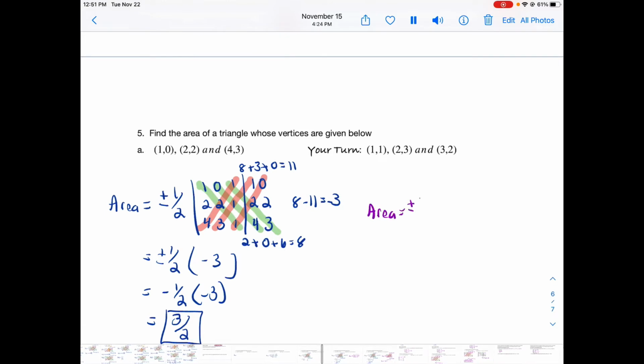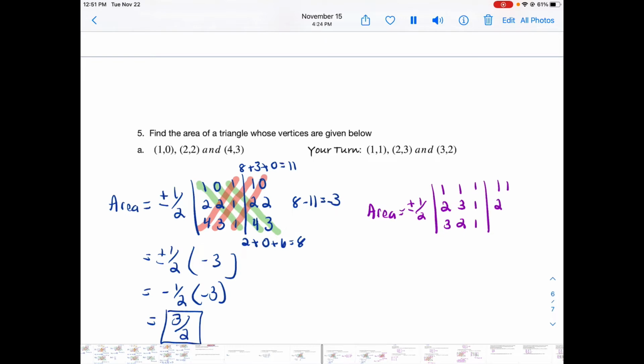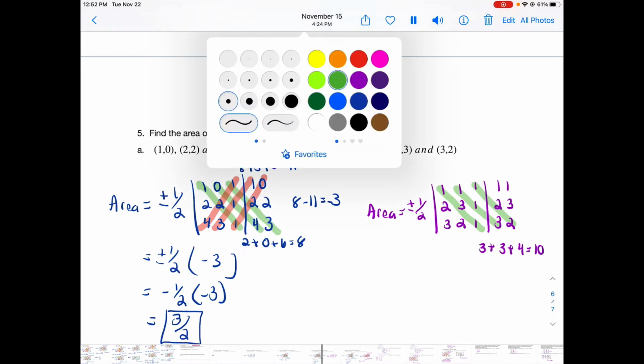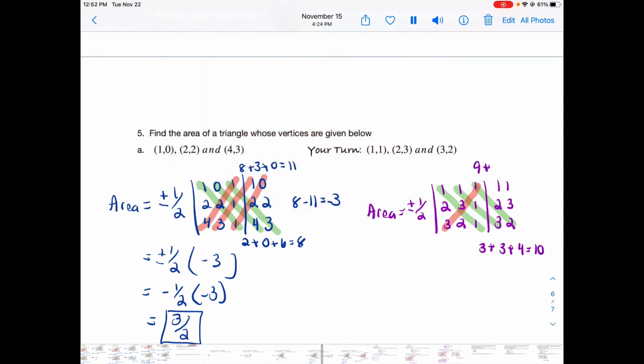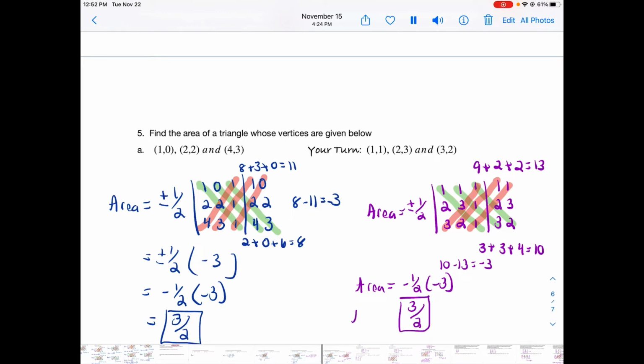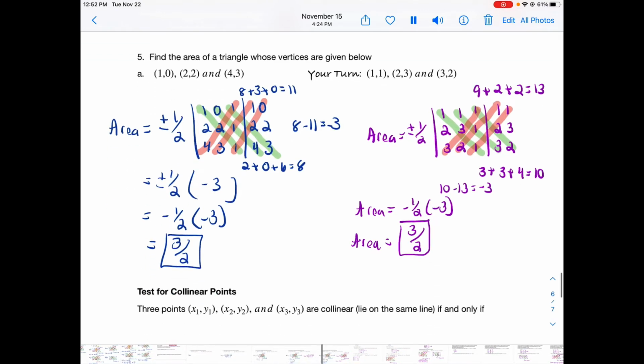To find the area of the triangle formed by these 3 vertices, we use the following formula. Now to find this 3x3 determinant, I copy down my first and second rows. I find the products of my diagonals down, and sum those together. Then I find the products of my diagonals up, and sum them together, and then our determinant is the sum of the diagonals down minus the sum of the diagonals up. And again, we have a negative determinant, so we multiply by -1/2 to give us a positive 3/2 as our area.